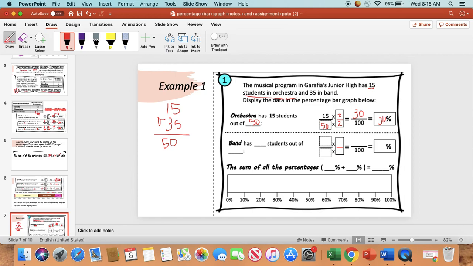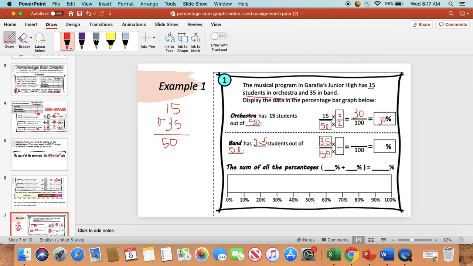Okay, so go ahead and pause the video and try the rest on your own. So make your fraction for band, find your percent, and then sum the percentages to make sure it equals 100, and then create your bar graph. When you're ready, come back. If you need more help, then just follow me now. So band has 35 students out of 50. So that's 35 out of 50. So that's my fraction for band.